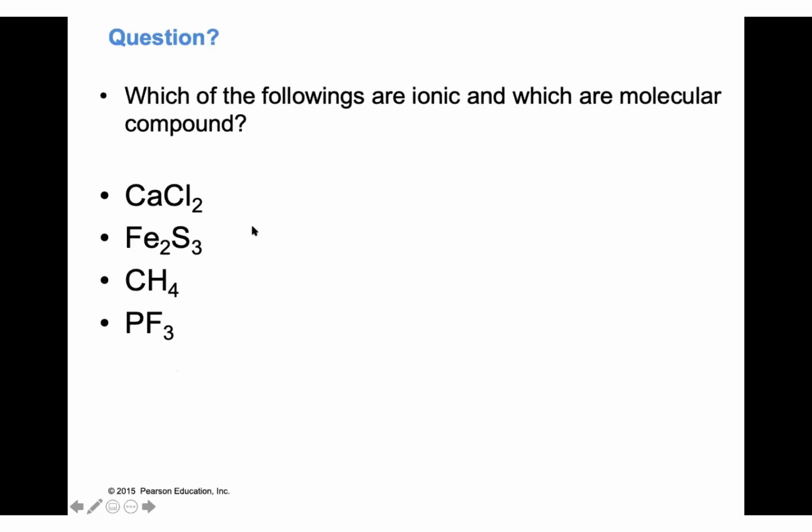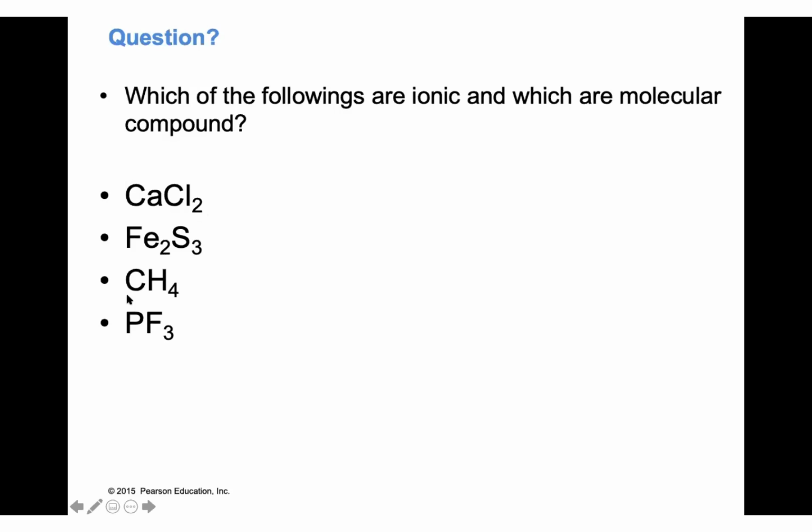So let's see which of these are ionic and which of them are molecular compounds. Calcium chloride. Calcium is a metal because it's on the left side of the ladder. I would recommend you put a periodic table in front of you and do it with me. Calcium is on the left side of the ladder in the periodic table, and chlorine is from the right side of the ladder. So that would be an ionic compound. Fe2S3: Fe is from the left side of the ladder, and sulfur is from the right side of the ladder. So that's an ionic compound.